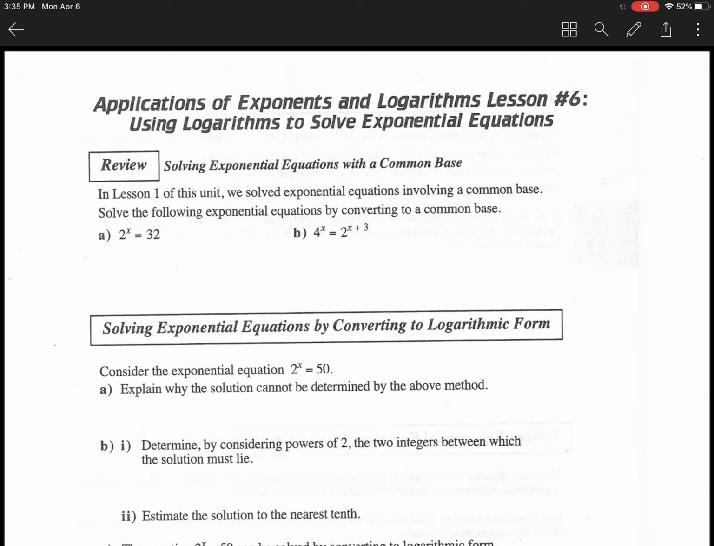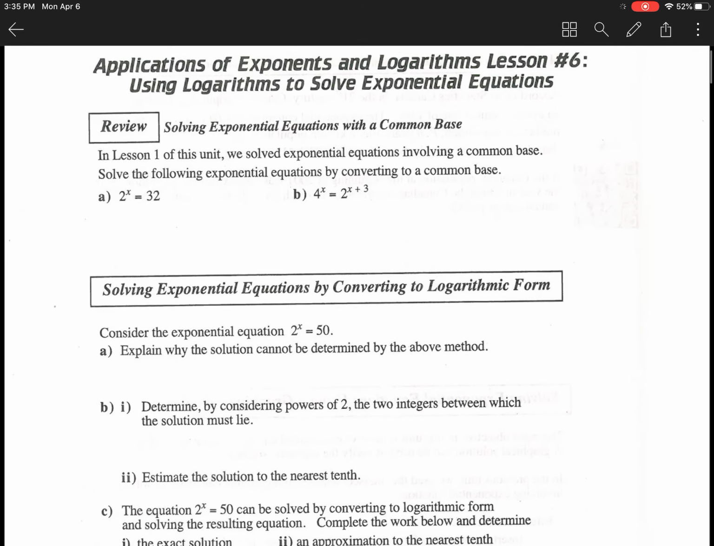Hi Math 30-2s, just moving on with exponents and logs. So what we're going to do today is using logarithms to solve exponential equations, okay?